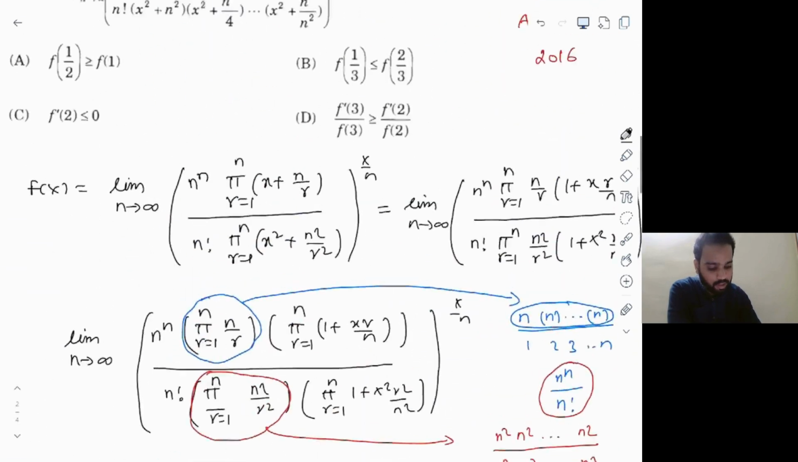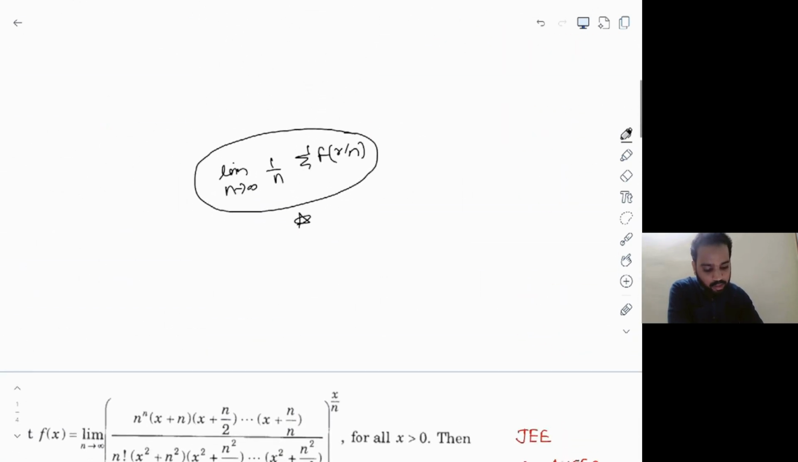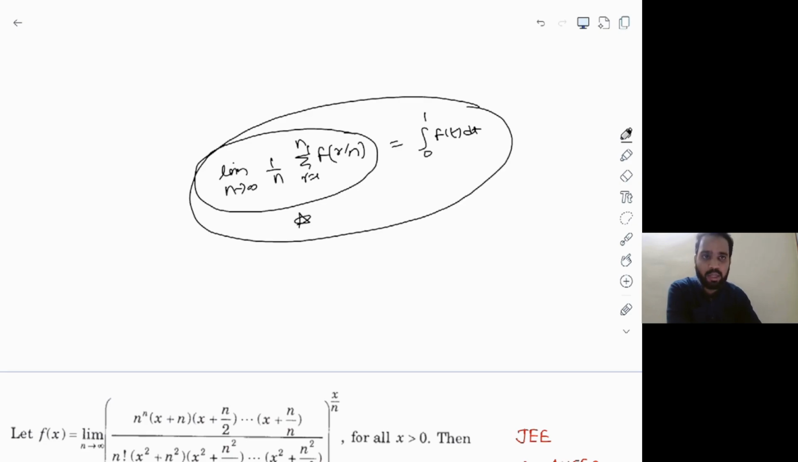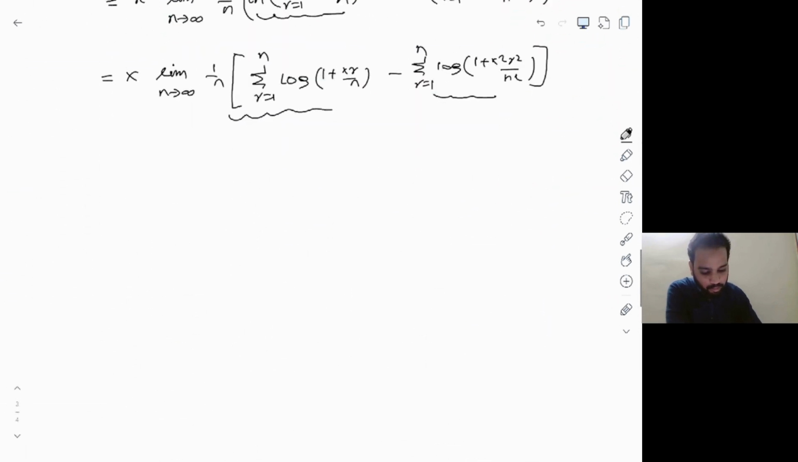So whenever we have this standard form here, 1 by n into sigma r equals 1 to n f of r by n, we simply write it as integral 0 to 1 of f of t dt, right? So this is your idea, replacing r by n with t and integration 0 to 1. So that is exactly what I am going to do here, which is x times, finally, the first term integral 0 to 1, this will be ln of 1 plus r by n replaced with t. So ln of 1 plus xt and then dt.